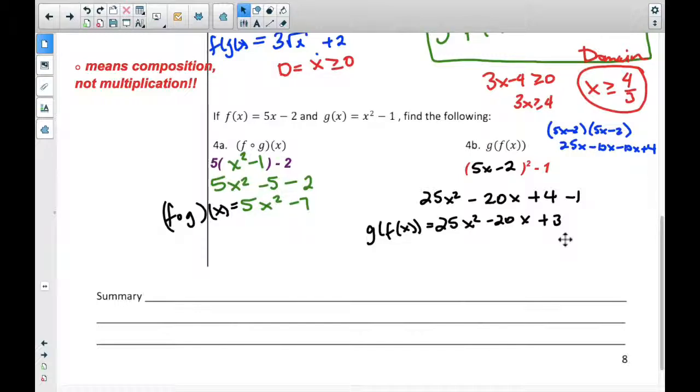Okay, take a few minutes to write something down in the summary. What are some things you need to remember about this? How do you do composition of functions? How do you do addition and subtraction of functions? What is the notation? Things like that. And we will work on this in class tomorrow.